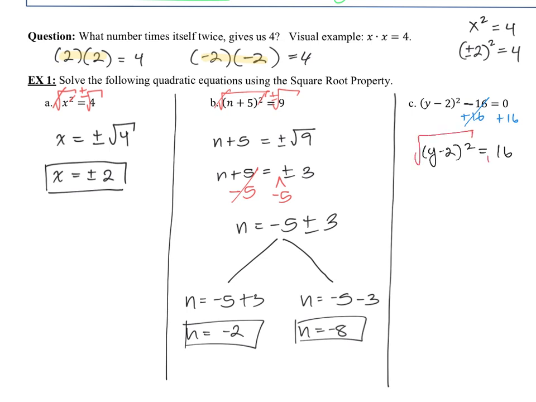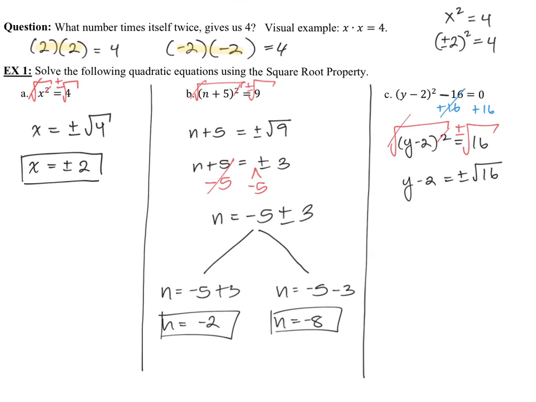Let's square root both sides, remembering that plus or minus, very important. The squares cancel and we are left with y minus 2 equals plus or minus the square root of 16. We can simplify that. y minus 2 equals plus or minus 4. So to get y by itself, let's add 2 to both sides. Once again, normally you put it in the middle there.